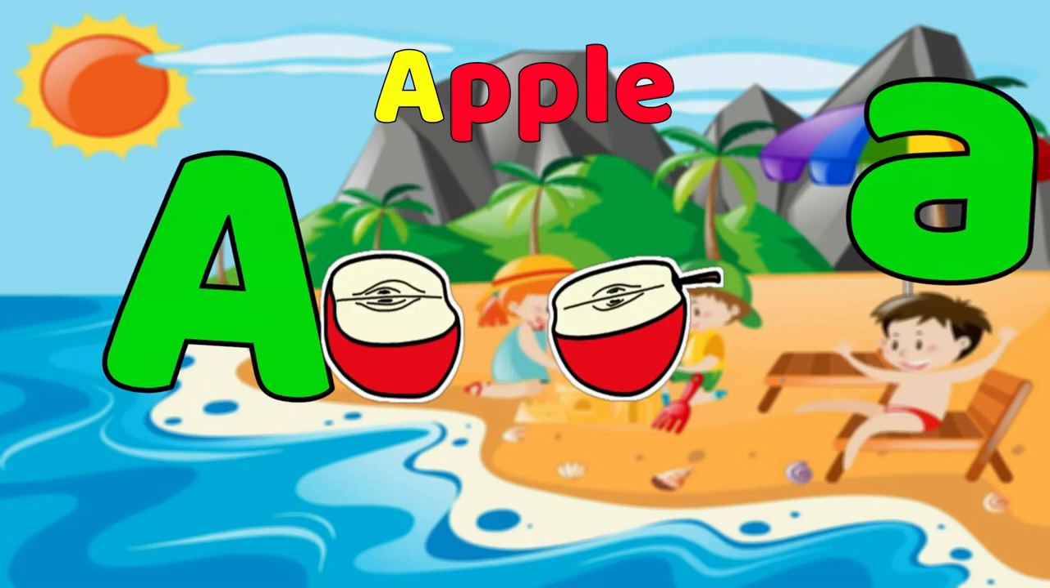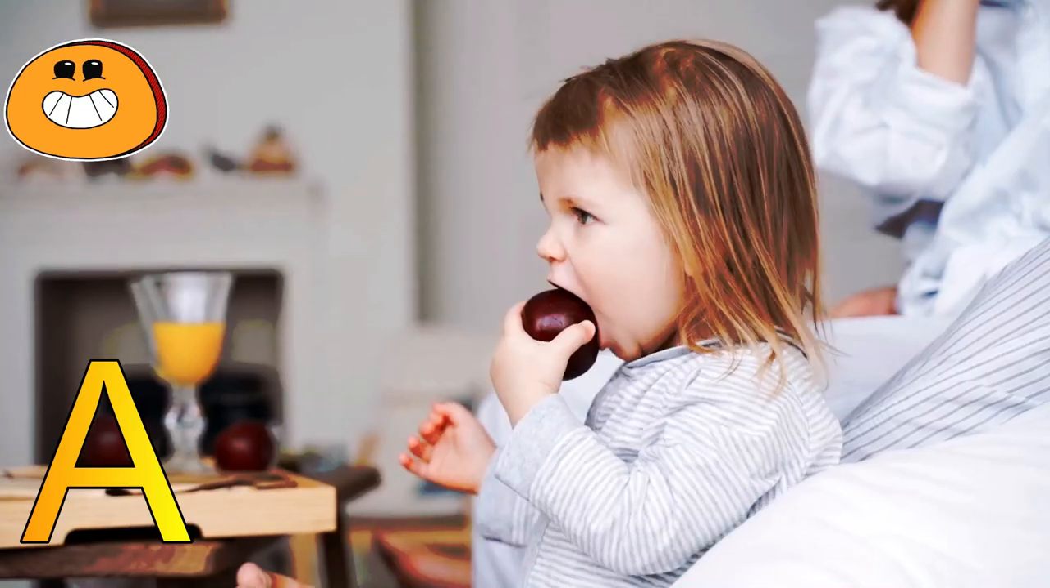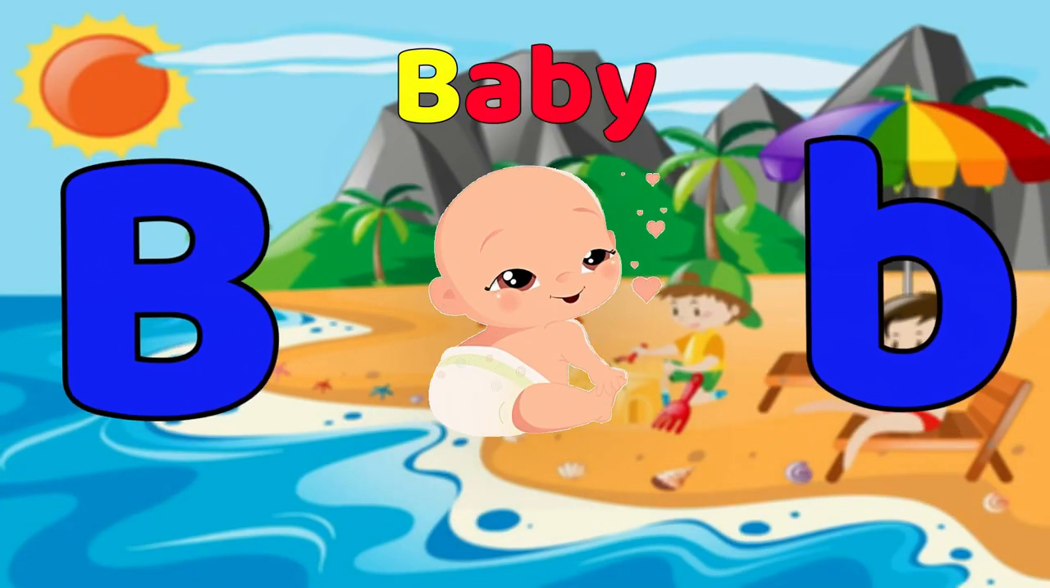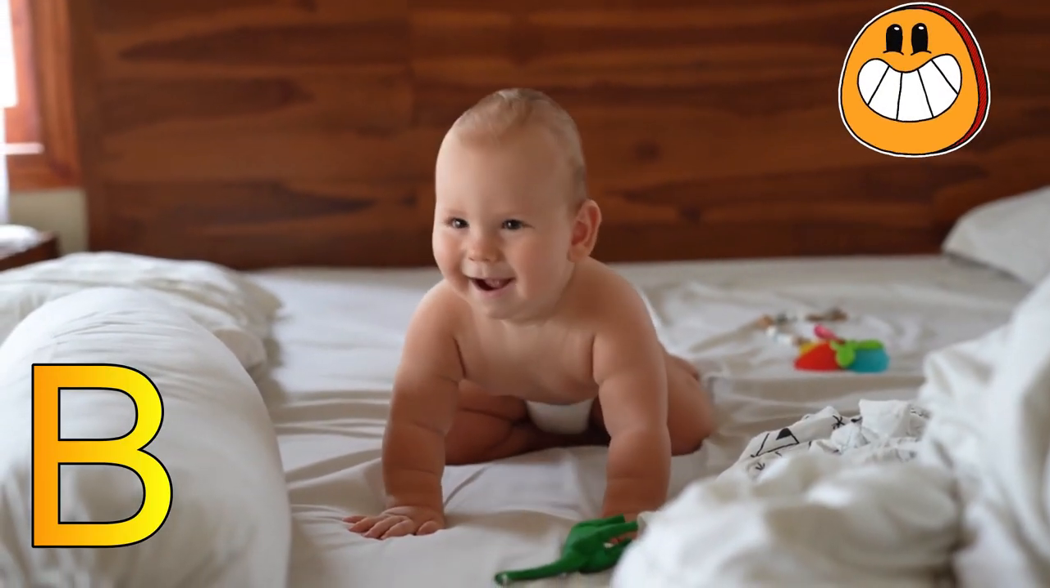Do it again. A is for apple, a, apple, a, apple. B is for baby, b, b, baby.